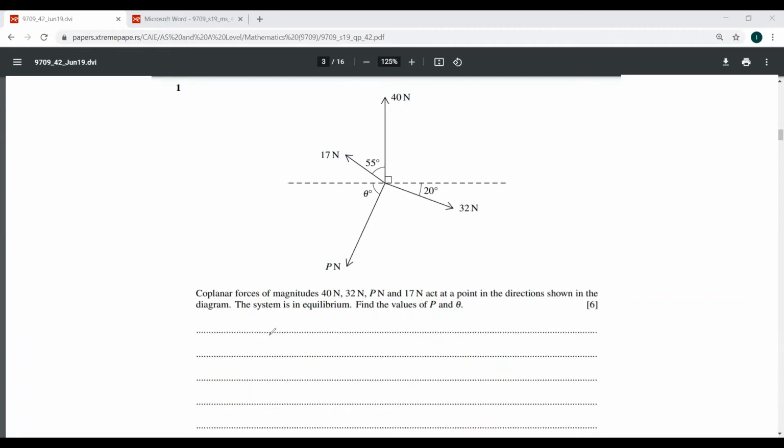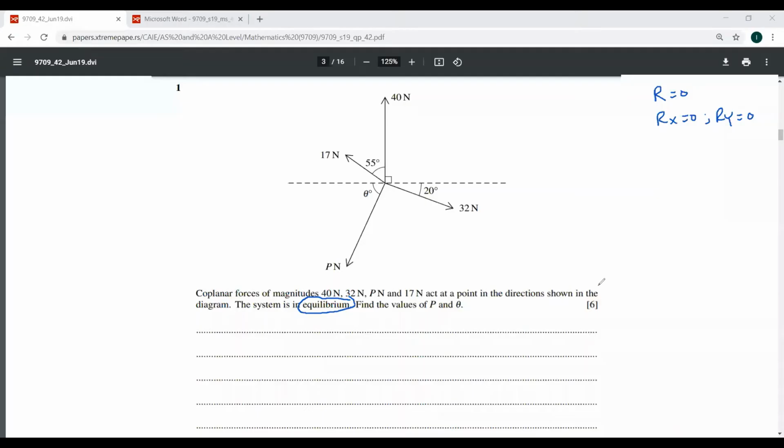It says coplanar forces of magnitudes 40, 32, P, and 17 act at a point in the directions shown. The system is in equilibrium, so you need to underline this thing. That means the resultant is zero. When the resultant is zero, that means your Rx is zero, and then your Ry will also be zero. So that is what we have when we have the forces in equilibrium.